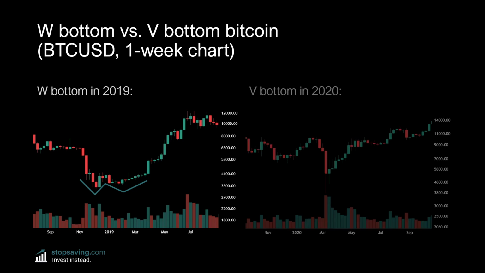Now compare that with Bitcoin's V bottom of 2020. Here, the price never gave the buyers another chance to buy the dip. While these tend to be rare for most assets, compared to W bottoms, they typically happen with a lot of volume traded. And that's what we see here in the shaded circle.